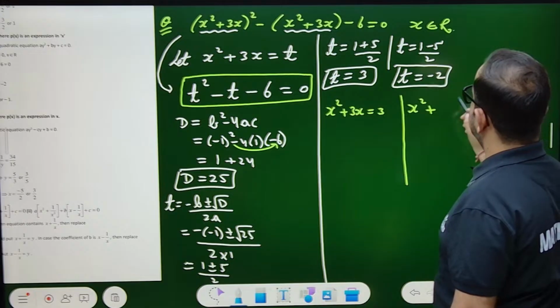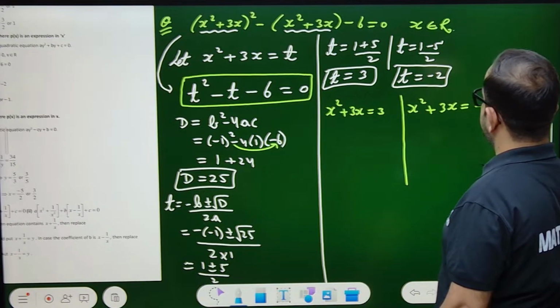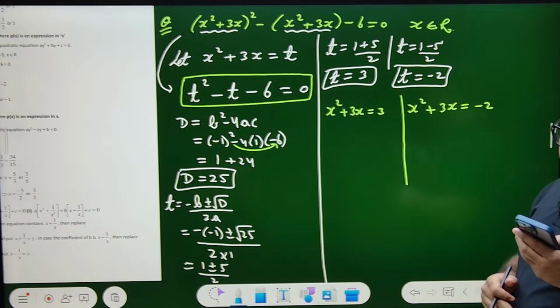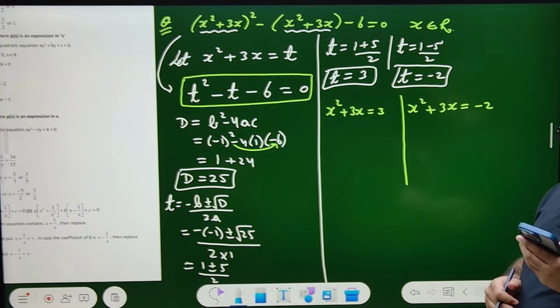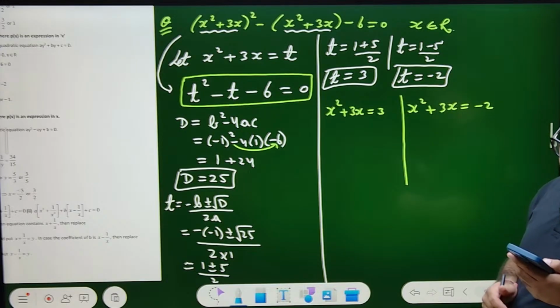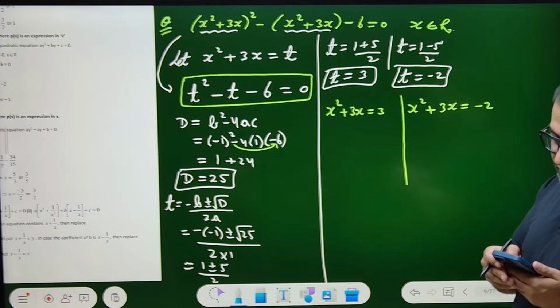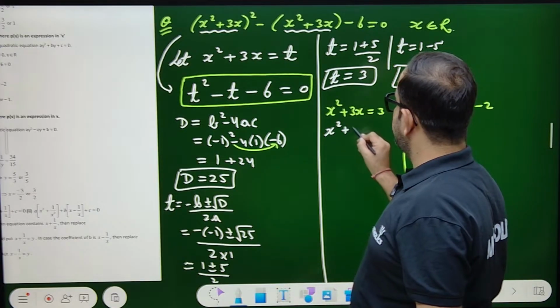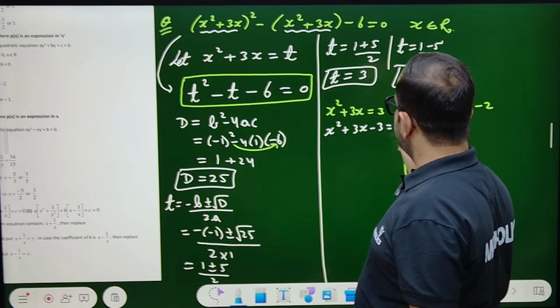x square plus 3x equal to minus 2. Now I'll solve these two equations and get 1 plus 5 by 2, and the other is 1 minus 5 by 2. Now this is x square plus 3x minus 3 equal to 0.